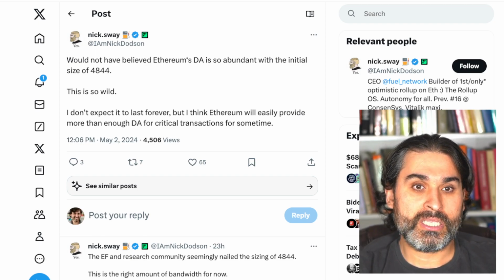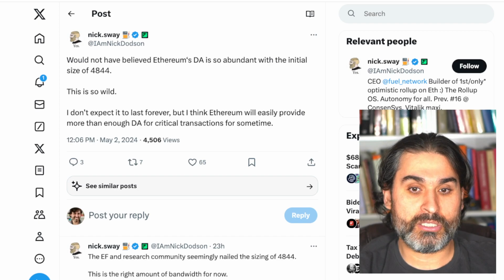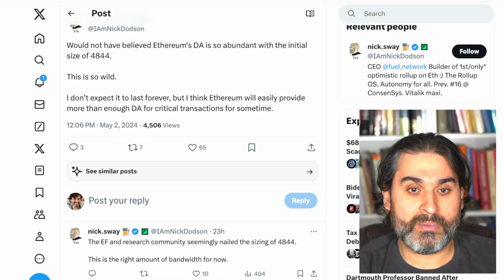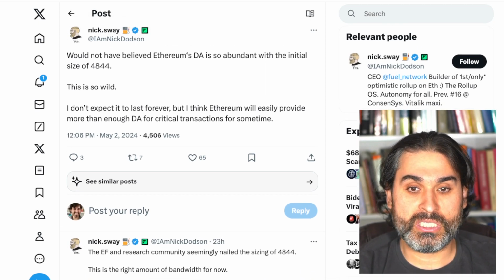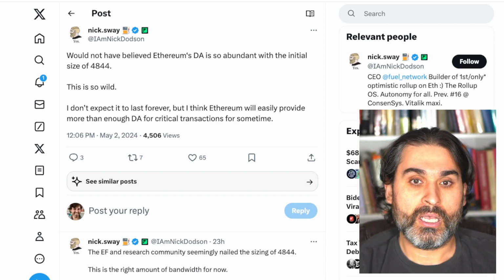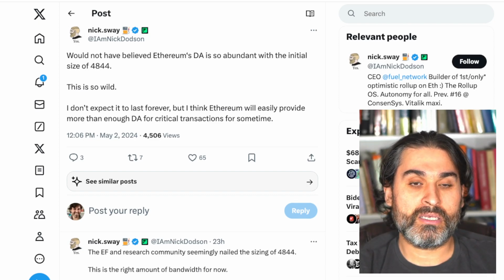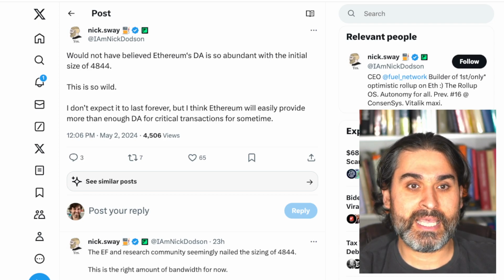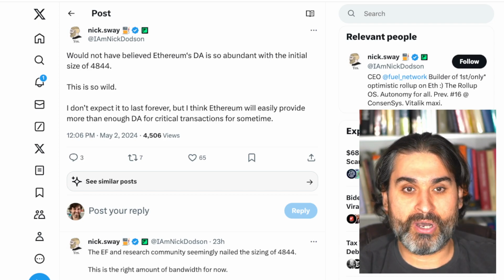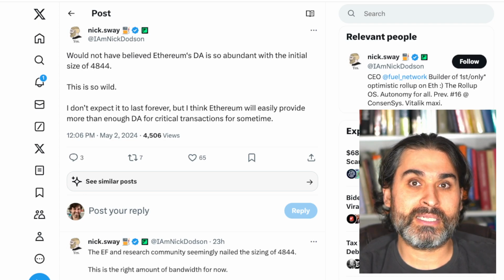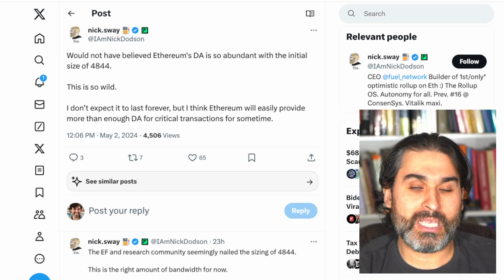Now, Nick is saying that this was actually priced perfectly, and the Ethereum Foundation and the research community nailed it really well. They don't expect the blob space prices to stay at this level. But so far, it's been a month and we're still seeing sub-cent transactions on layer 2s, which is absolutely amazing.